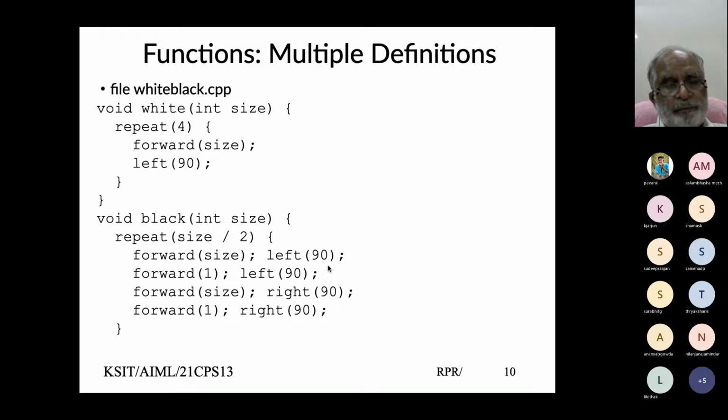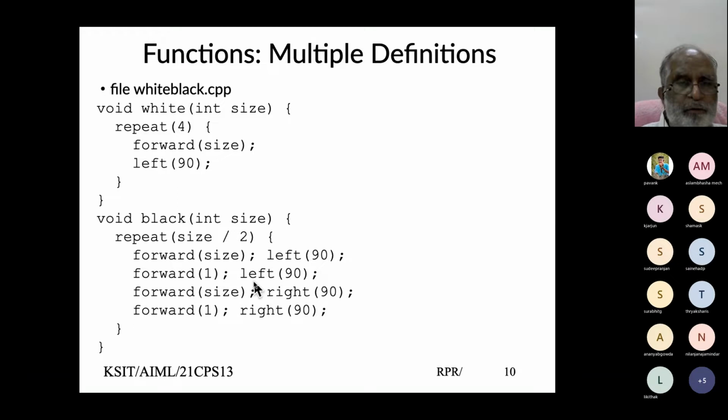Because then I'll be calling the block again. Since I'm drawing two lines, this line in the forward direction, this line in the reverse direction, and since I'm using 1 pixel length, I need to repeat only size by 2. I cannot repeat the whole thing. And that gives me a black square.